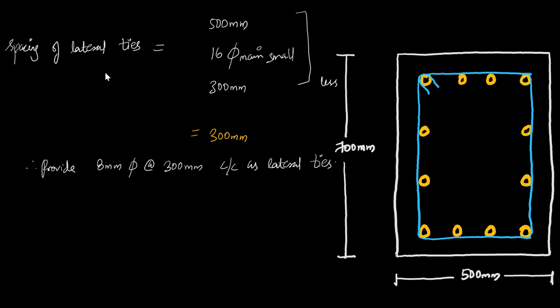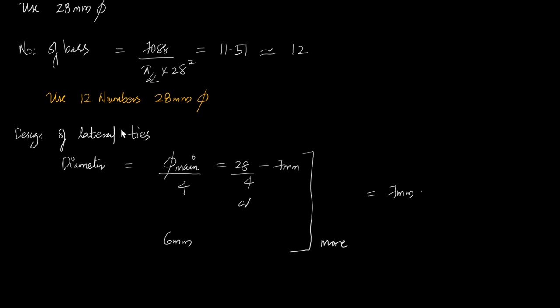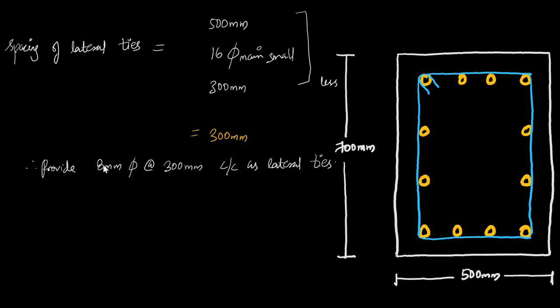The spacing of the lateral ties should be either 500 mm, or 16 times phi main small, or 300 mm. We are using only one type of bar, so 16 into 28 is definitely greater than 300 mm. So the smaller of these will be taken, that is 300 mm. So we will provide 8 mm diameter at 300 mm center to center as lateral ties. So we have provided 12 numbers of 28 mm diameter as longitudinal reinforcement and 8 mm diameter at 300 mm center to center as transverse reinforcement.